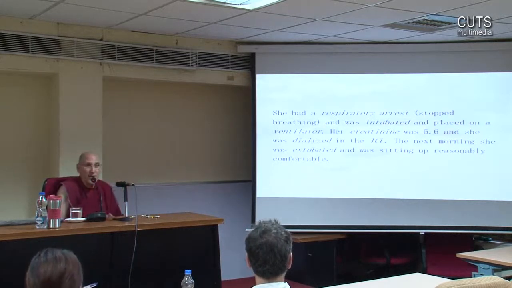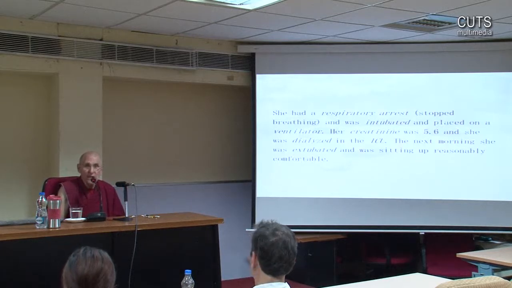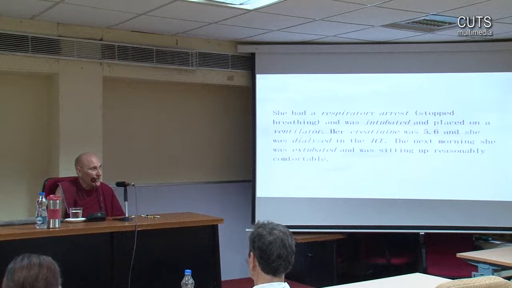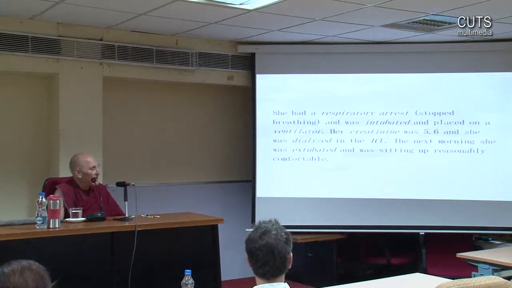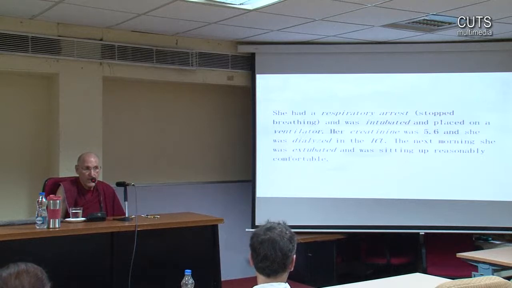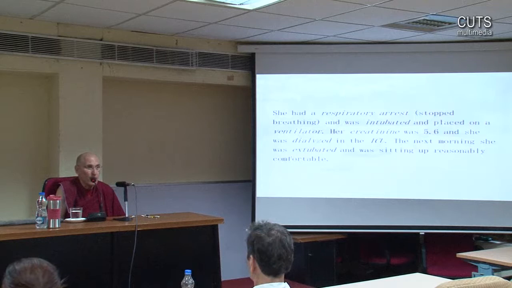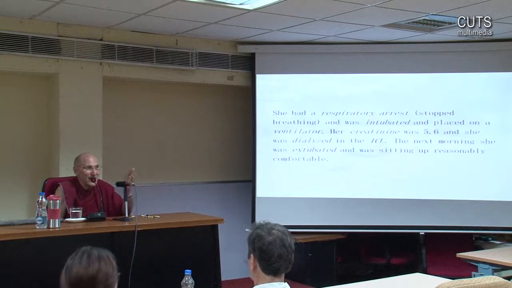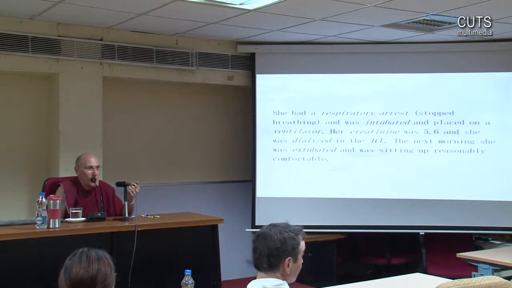Her creatinine. Creatinine is a blood test measuring kidney function. Normal is 1.5 or less. She is 5.6, right? So her kidney function is probably somewhere around 10% or less. And what does the kidney do? What's the function of the kidney? Please try.